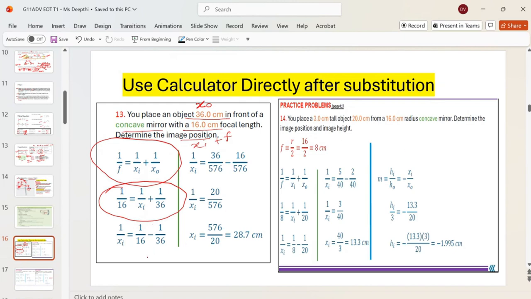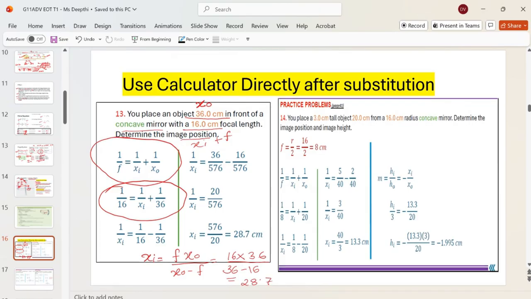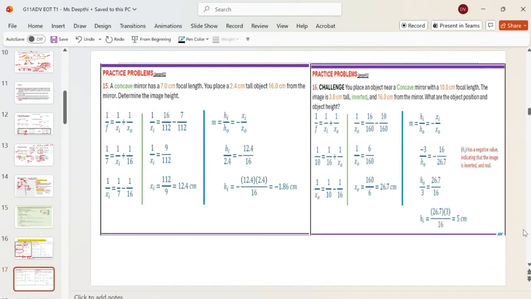But if you have learned the equation xi is equal to f times xo divided by xo minus f, you can plug in the values and directly find the answer also. So if you plug in 60 times 36 divided by 36 minus 16, and solve it in the calculator, you will get the same answer, 28.7 centimeter. So you can use either the direct formula or the memorized formula to solve the problems. Hope that's clear to you.